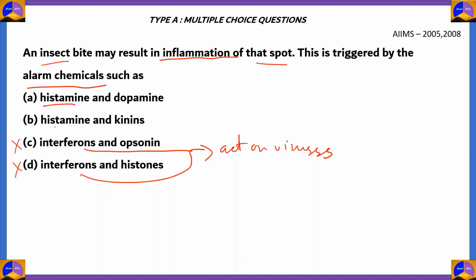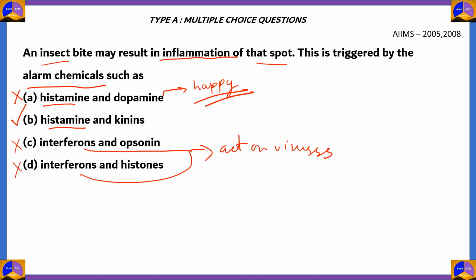So we know that both of them have histamine, and histamine is a definite chemical if something is inflamed. So inflammation is due to histamine. But what about the other chemical, dopamine and kinin? Over here, now we can say that option A is incorrect because dopamine is the chemical which gives signals of being happy. So the feeling of pleasure is brought out by dopamine. So that is not helping in inflammation. So therefore, option A is incorrect.